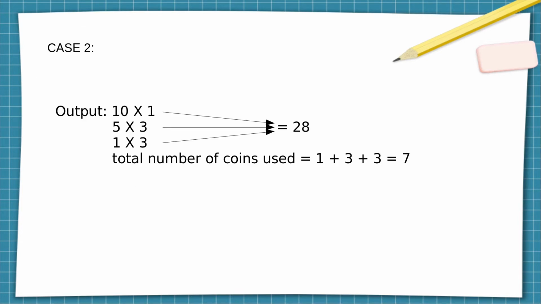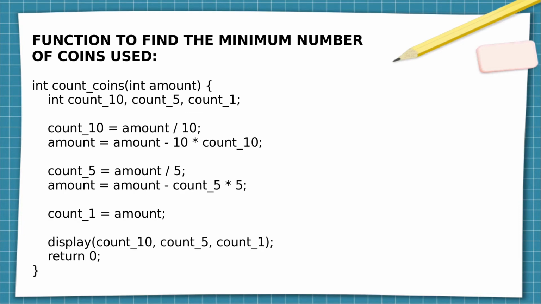We could have paid the same amount using 1 coin of denomination 10, 3 coins of denomination 5 and 3 coins of denomination 1. But in this case, the total number of coins used is 7. So the main idea here to reduce the total number of coins used is to use the higher denomination coins as much as possible. Now let's look at the function to find the minimum number of coins used.